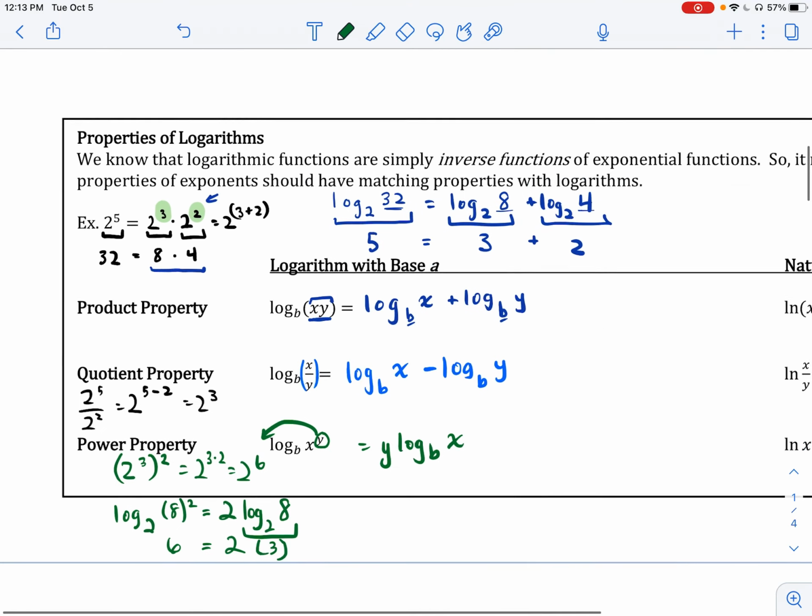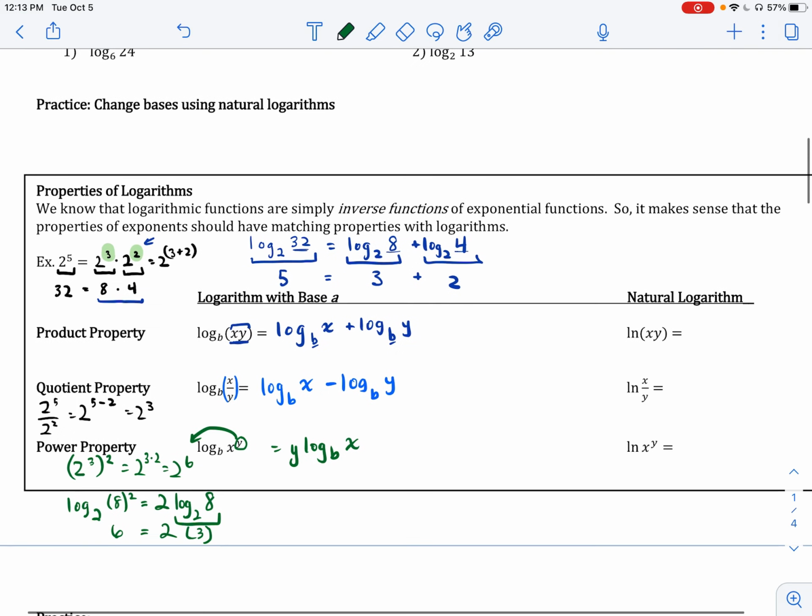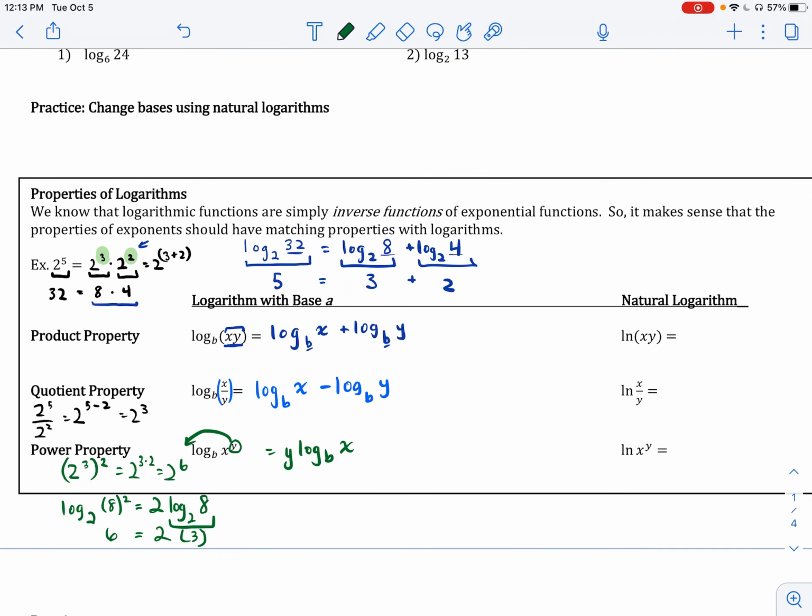And there are also corresponding natural log properties here. So natural log of xy, natural log of x over y, and these are effectively all the same. This would just be ln of x plus ln of y, ln of x minus ln of y, and y times natural log of x.